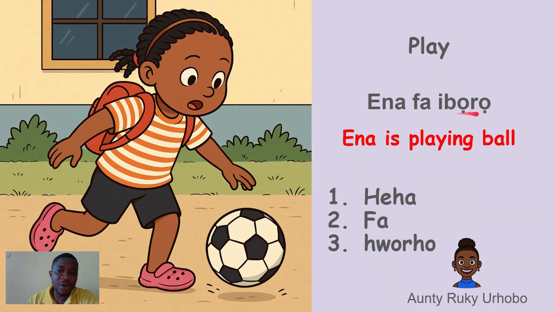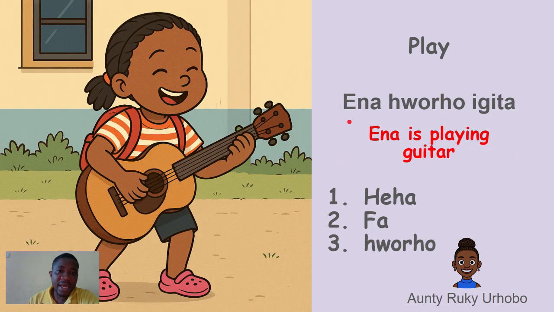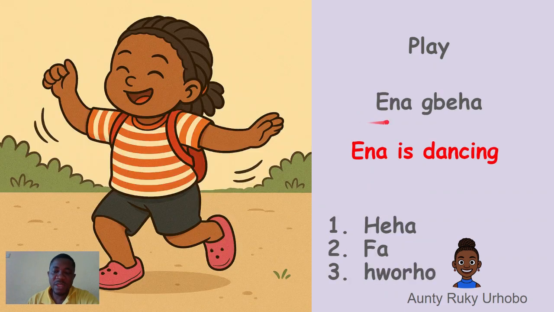Ena fiboro. Ena is playing ball. Ena fiboro. Ena hworigita. Ena is playing guitar. This is the 4th bonus one.